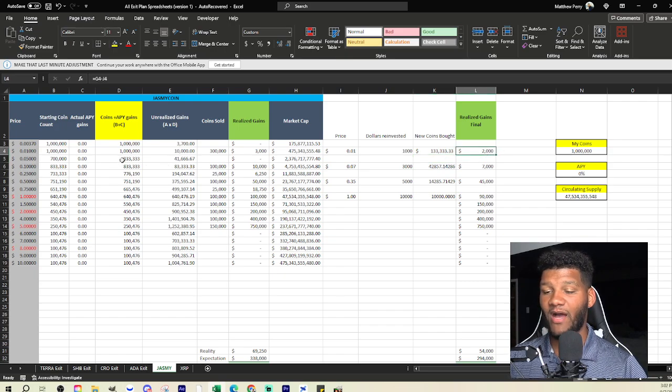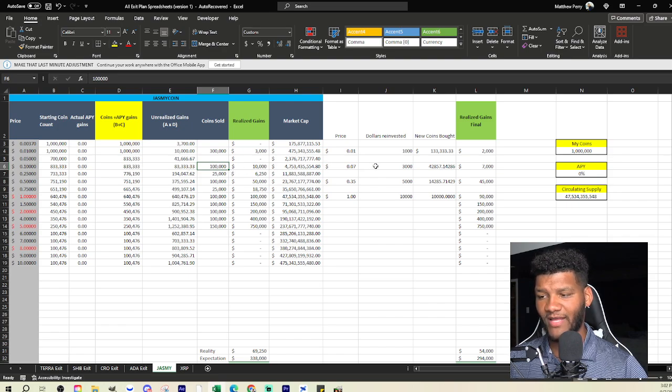Now, at that point, instead of 700,000 coins, I'm going to have 833,000. So that gives me more room to take profit as time goes on. Now, when it does find a way to get to 10 cents, that's where I will take 100,000, which will leave me with about 777.